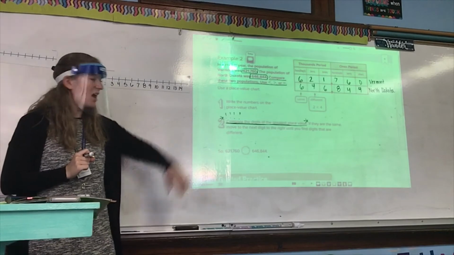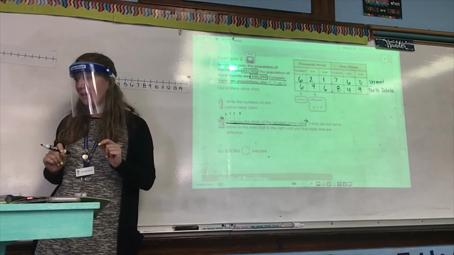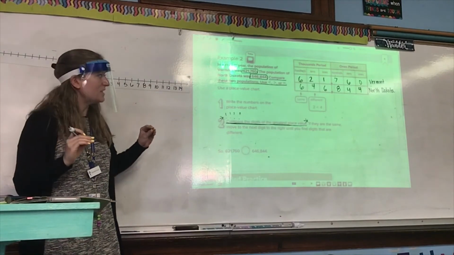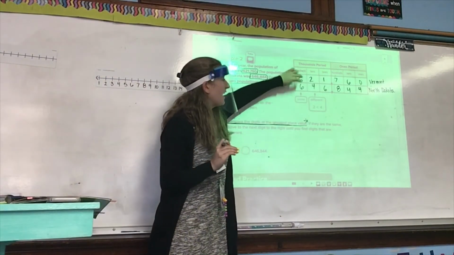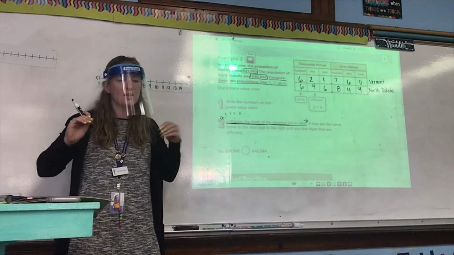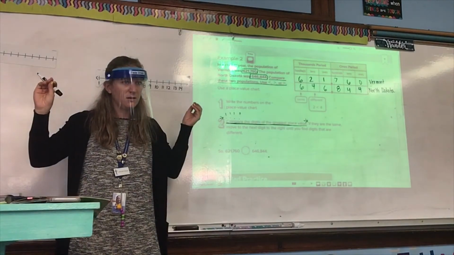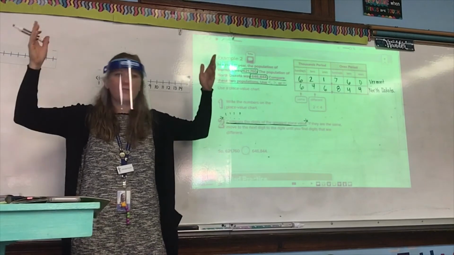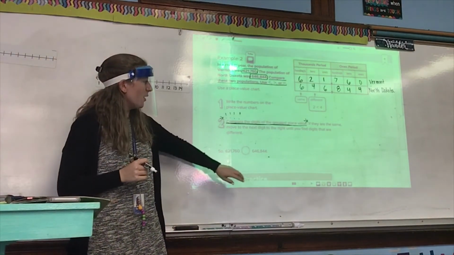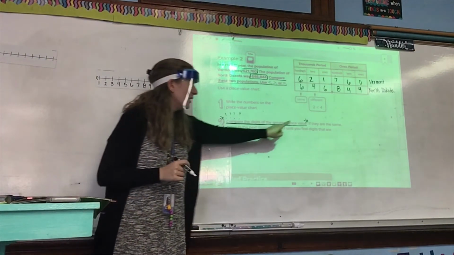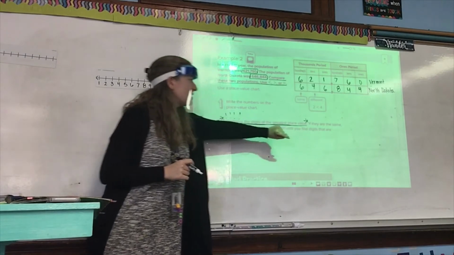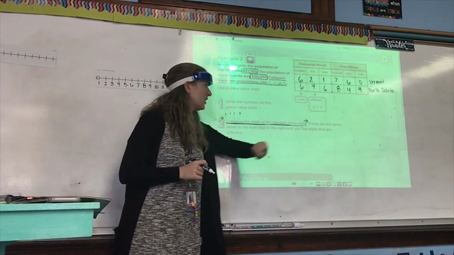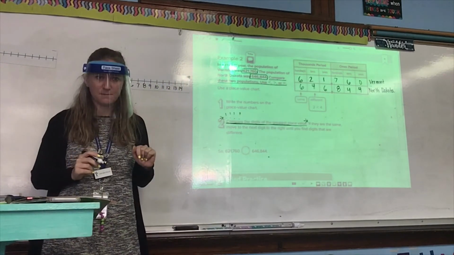Compare the digits of the greatest place value. Whenever we are comparing numbers, we start with the digit in the greatest place value. Greatest is another word for what, class? Biggest, largest, whatever. The biggest. So, let's move on to the next. If they are the same, move to the next digit to the right until you find digits that are different.